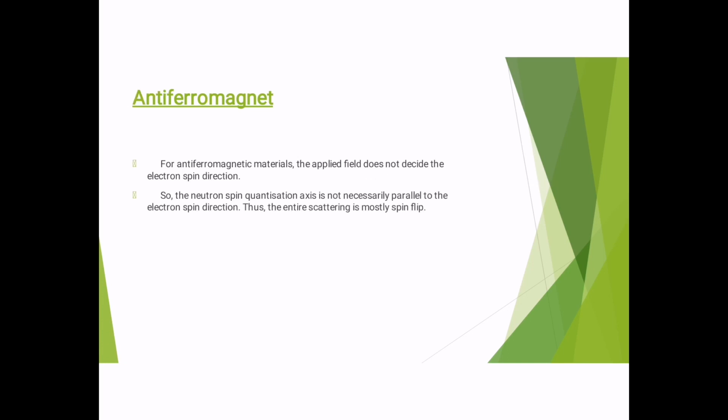Antiferromagnet. For antiferromagnetic materials, the applied field does not decide the electron spin direction as it does in a ferromagnet, so the neutron spin quantization axis is not necessarily parallel to the electron spin direction. Thus, the entire scattering is mostly spin flip in nature.